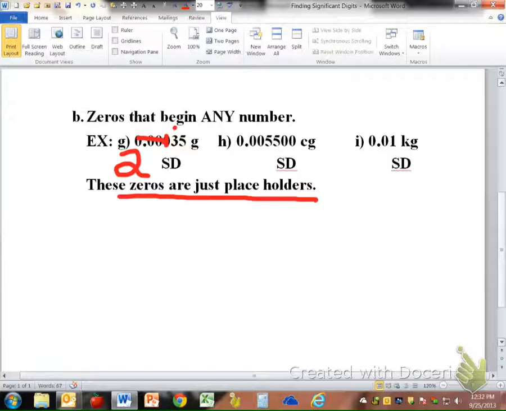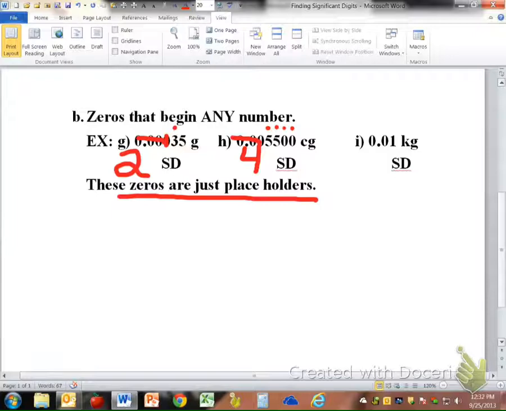Same with H. Now look, I have zeros that begin the number, and I also have zeros that end this decimal number. The rule says zeros at the beginning do not count. This is not a whole number. It is a decimal. Therefore, the 5, the 0, and the 0 all count as significant digits. Those zeros at the beginning, they don't count. The zeros at the end, since this is a decimal, they do.